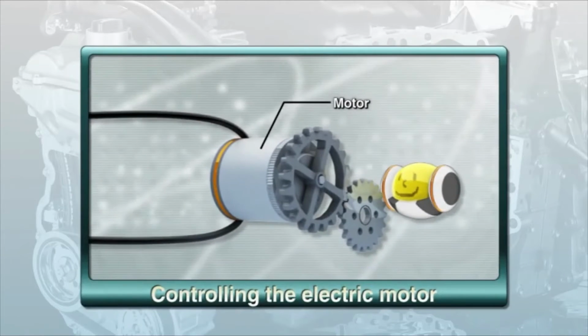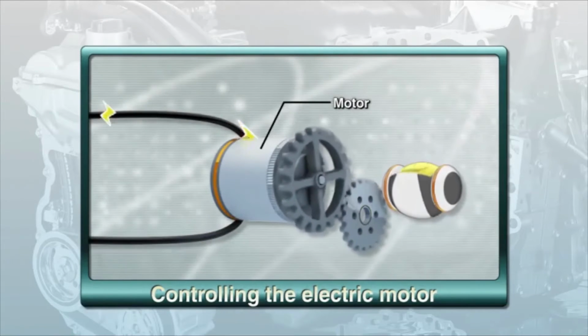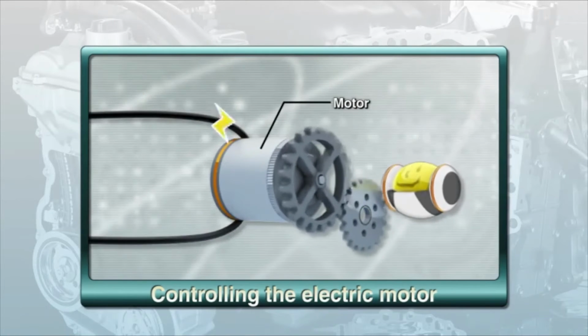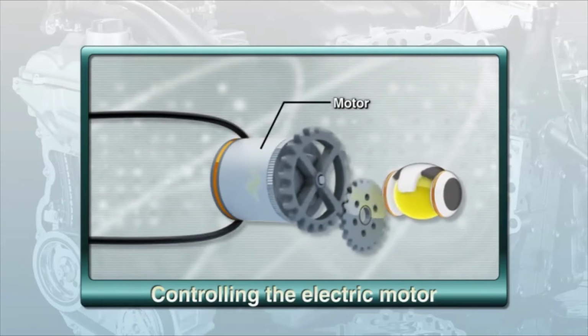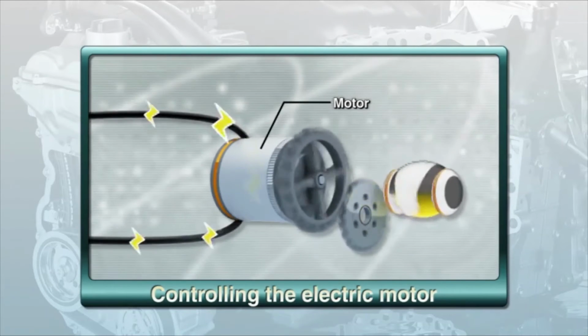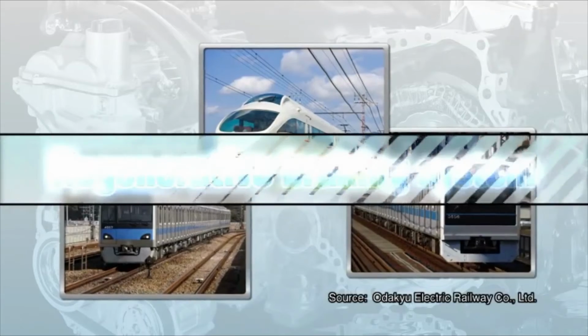As more electricity is fed to a motor, its RPM increases accordingly. That means that the speed of a vehicle can be controlled simply by adjusting the amount of electricity it receives. However, like the engine, a motor's torque cannot be increased beyond its peak. Trains are also equipped with another system called the regenerative brake.